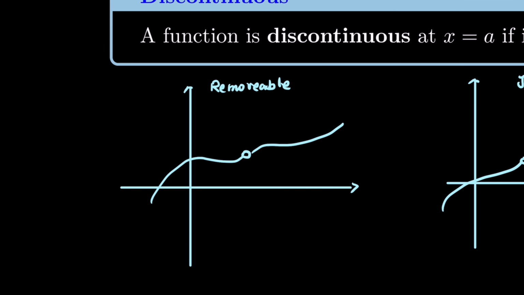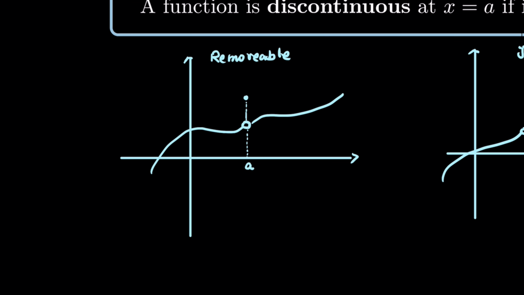The first type, removable discontinuity, is when you have a hole here. This hole, we can define this value somewhere else, or we don't even have to define this value, but when x approaches a, you can see that the limit exists. If you approach it from the left-hand side or right-hand side, you're approaching the same value. So the limit does exist, but it does not equal the function value.